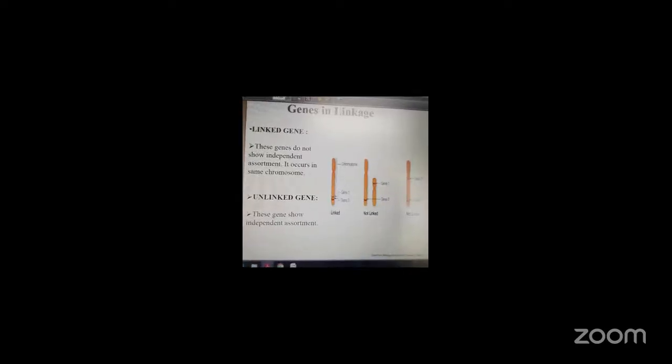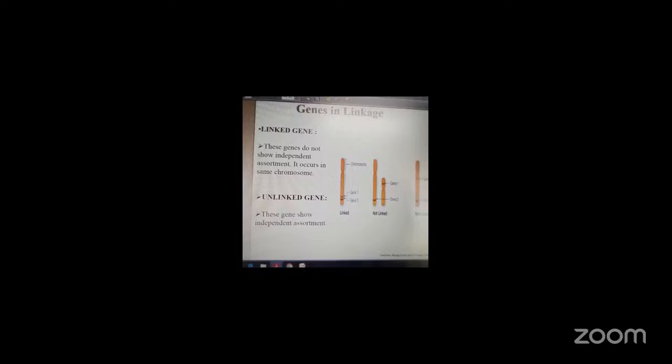Another one is gene linkage. Linked genes do not show independent assortment. They occur on the same chromosome. Unlinked genes, on the other hand, show independent assortment.